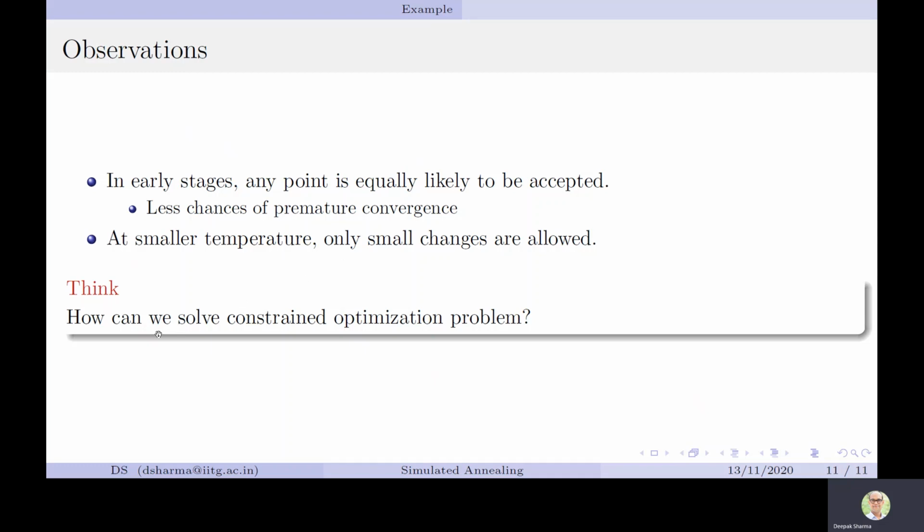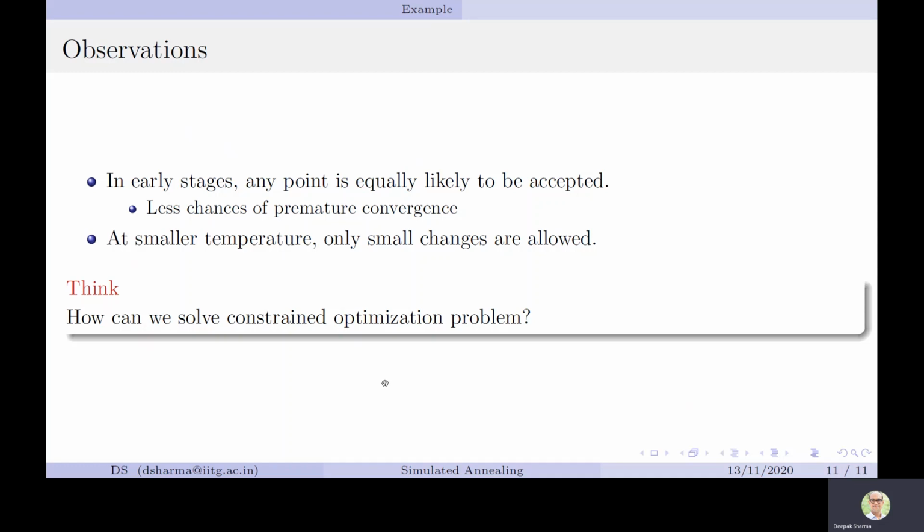I'm just putting a question to you. Just think about it. Currently, we have solved the Himmelblau function, which has the values of x1 and x2 lying between 0 to 5. What if we are solving a problem which has constraints, equality and inequality constraints? How is simulated annealing going to handle that particular problem? If you can think and tell what could be one of the ways to handle it, we are going to discuss that in our interactive session.